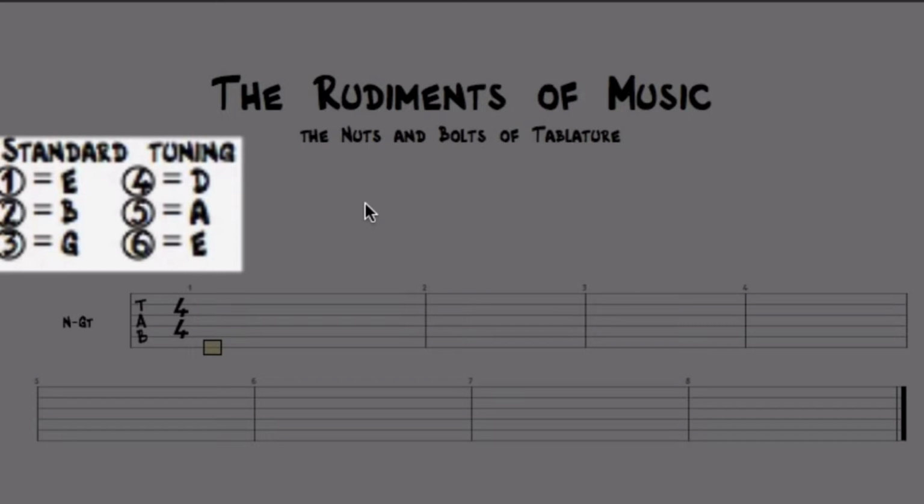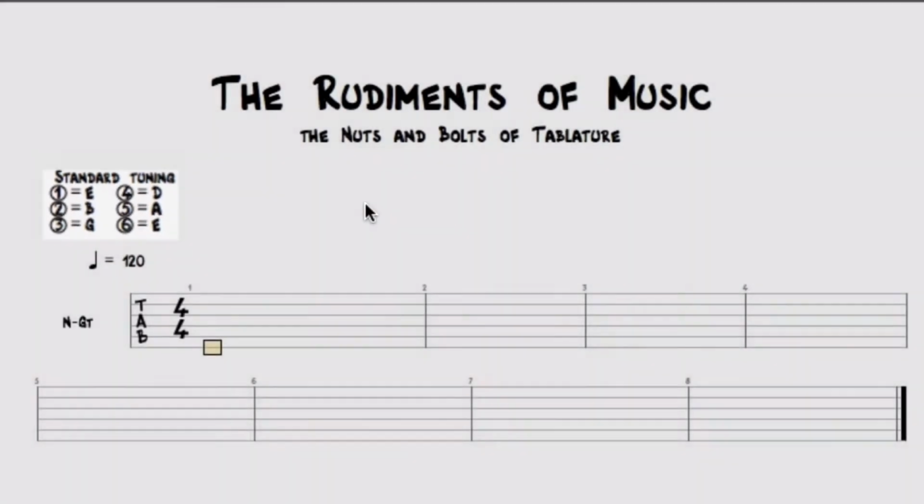The thing to remember here is that the smallest number is the smallest string on your guitar, whether you're right or left-handed. And the largest number is the largest string on the guitar. The smallest string is the highest pitch, and the biggest, fattest, lowest string, the sixth string, is the lowest pitch.